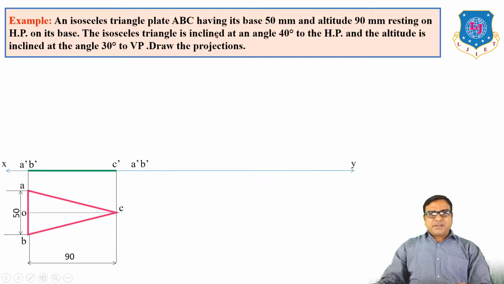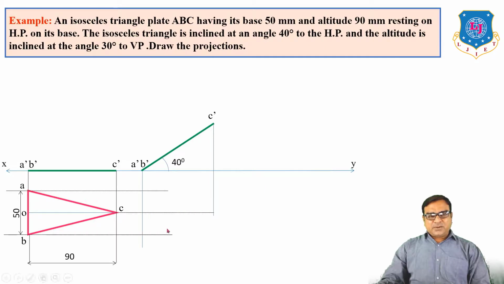Now the surface of the triangular plate is inclined 40 degrees to HP. So redraw this line again keeping A dash B dash on XY and the angle with XY is 40 degrees. So this is the front view when the surface is inclined to HP. For its top view, take vertical projection lines and horizontal projection lines. We will get points A, B, C, join them. This is the top view.